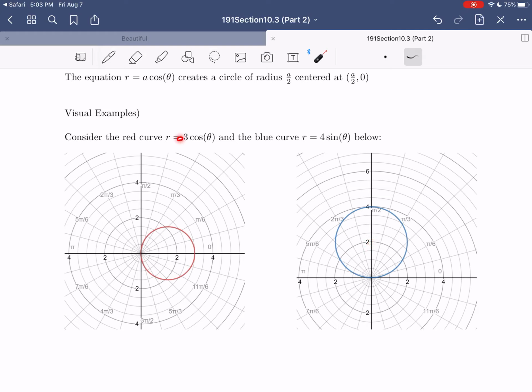If we did something like negative 3 cosine theta, you'd have a circle just on the other side. If you had negative 4 sine theta, then the center would be down here, and you'd have a circle down there. So anytime you see a coefficient times cosine or sine of theta in polar coordinates, that's going to form a circle with its center either on the x or y axis. Okay, so that's the first family of polar curves that we wanted to know.